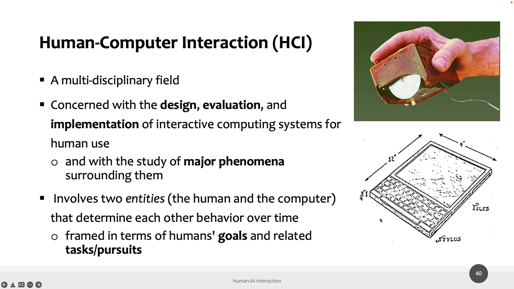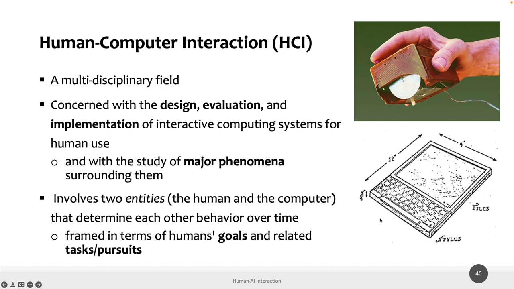And that could be more technical or less technical, so this could be interviews, surveys, focus groups, to understand, or it could be let's develop a prototype, let's build a system. It could be a software system or a hardware system, with some more technical aspects. But overall, it's concerned with the design, evaluation, and implementation of computing systems that are interactive with people. And clearly, as the name says, it involves two entities, people and computers, that determine each other's behavior over time.